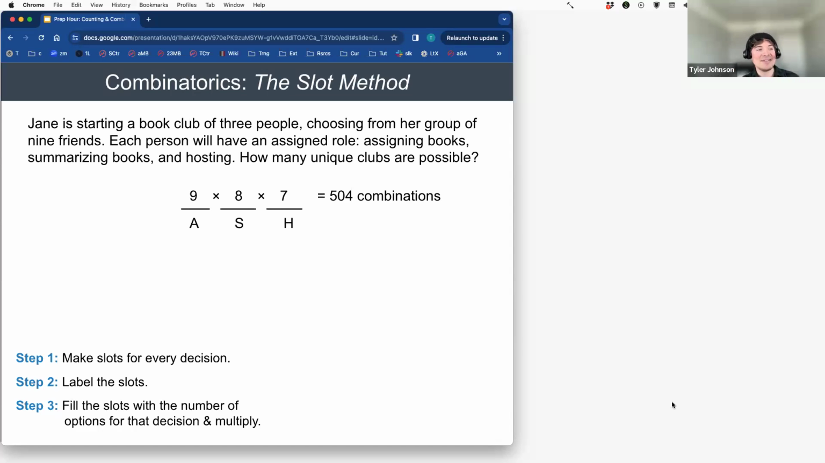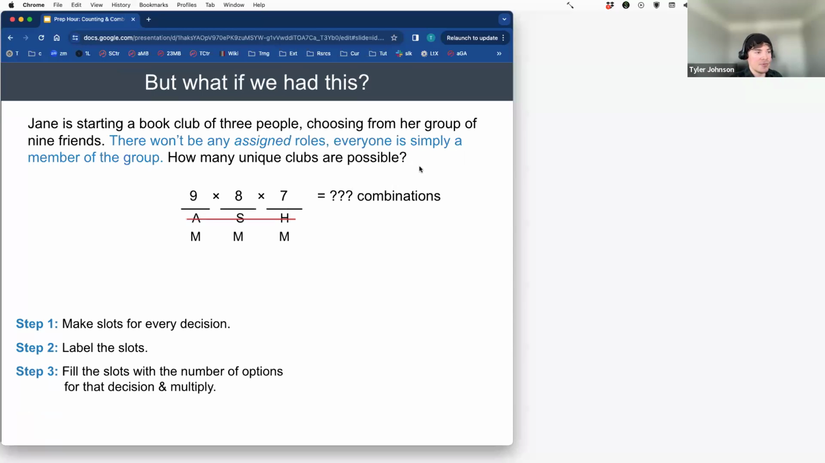However, there is an optional 4th step you might have to take depending on the setup of the problem. In this version, the way it's written right now, we're done. The answer is 504. But if I rewrote this problem and removed the assigner, the summarizer, and the host, read this new example now.